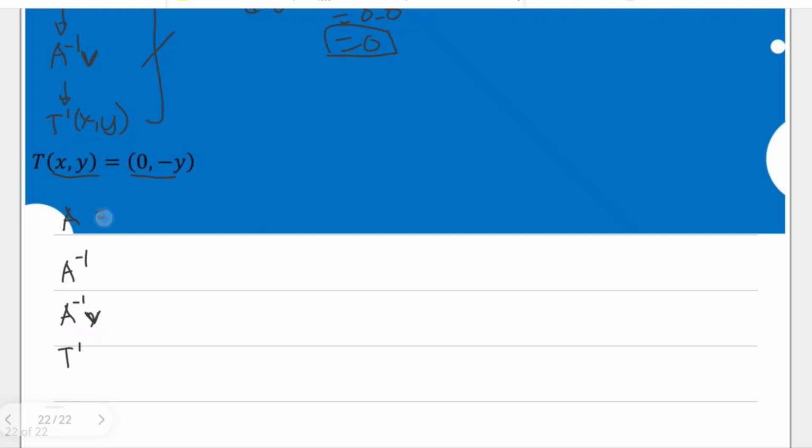Our matrix A here is also a 2 by 2 matrix. X and Y, X for the first column, Y for the second column. The first entry is 0 and 0. Second entry, there's no X, 0. We have negative Y, so negative 1.